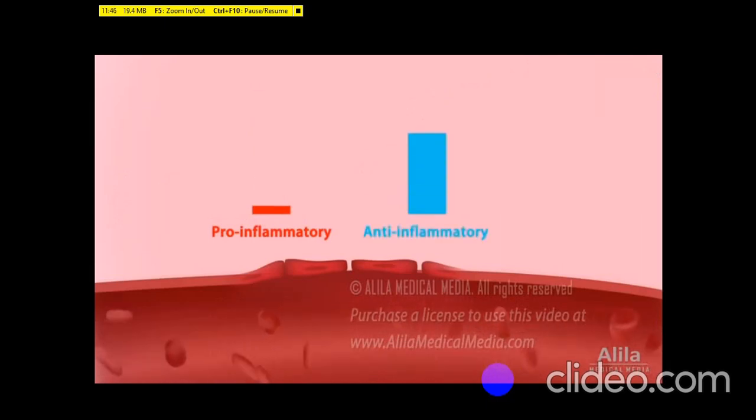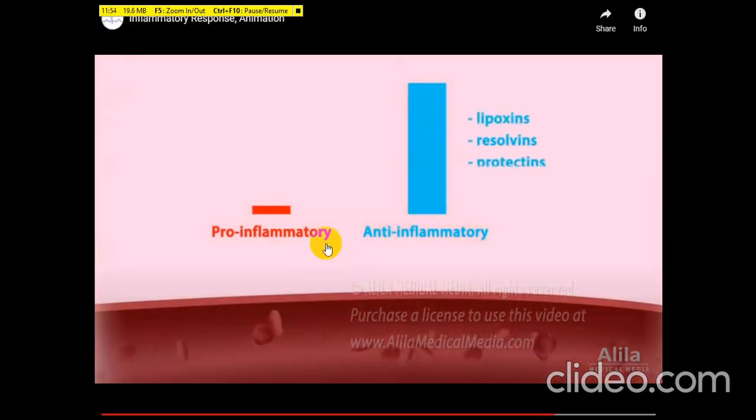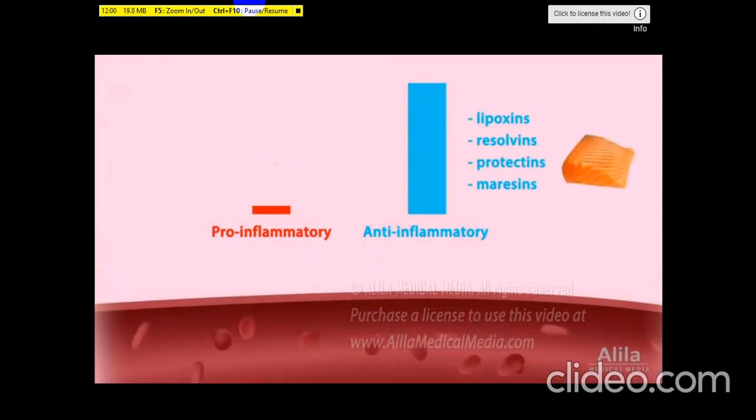Once the site is cleared from the original insult, immune cells stop producing pro-inflammatory chemicals and instead start producing anti-inflammatory mediators, which actively drive the termination of inflammation. Many of these anti-inflammatory molecules are lipids, some of which are synthesized from dietary omega-3 fatty acids. This step is essential in ensuring the favorable outcome of inflammation.